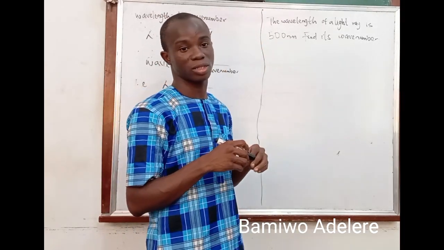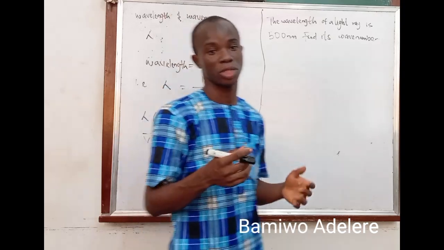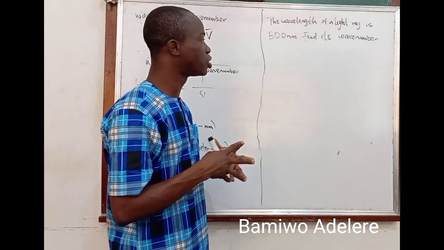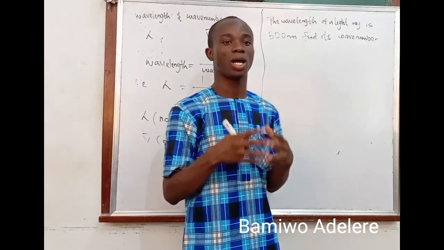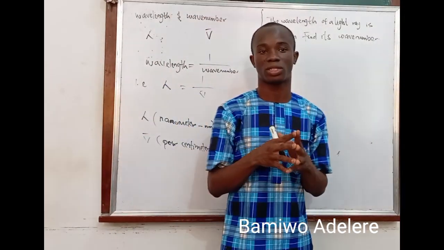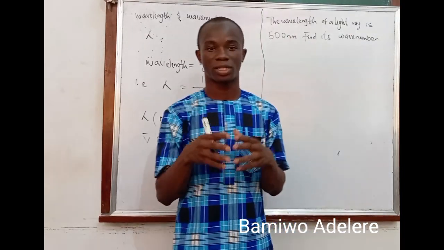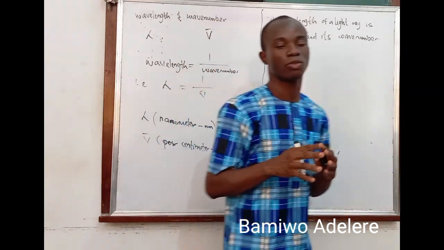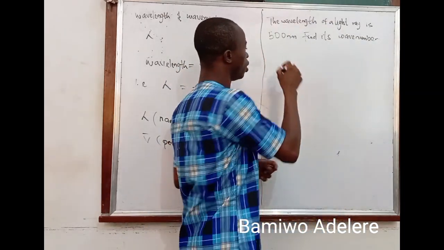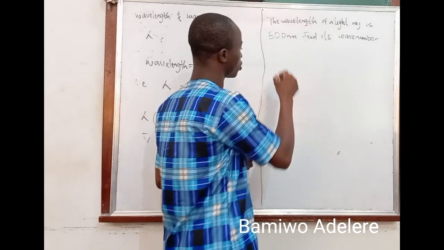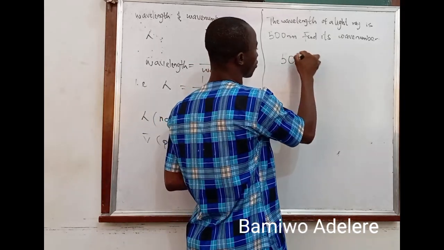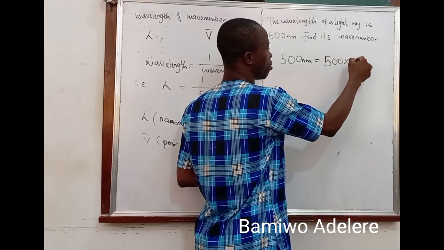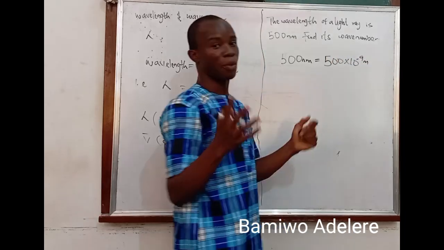To make it quick, one simple way is to change the wavelength given to us, which is in nanometer, to meter, and from the wavelength in meter, you convert it to centimeter. Then use the wavelength in centimeter to get the wave number. So let's follow. The first thing is that I will convert my 500 nanometer to meter. Nano means 10 raised to power minus 9. So that means 500 nanometer will be equal to 500 times 10 raised to power minus 9 meter.